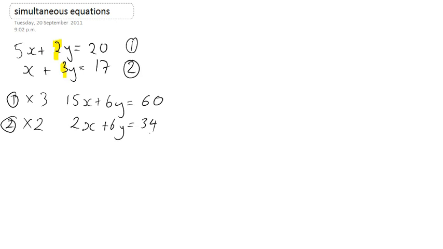Now I've made my coefficients of y the same, so the next thing I have to remember is: signs the same, subtract. Okay? The alliteration will help you remember that you're going to subtract these two equations. If signs are different, you're going to add. It sounds almost counterintuitive, but it will always work.